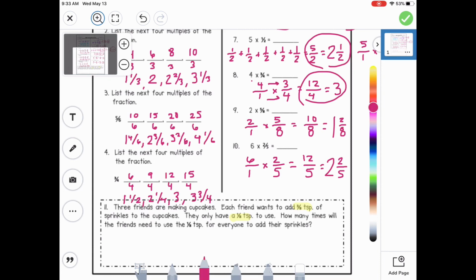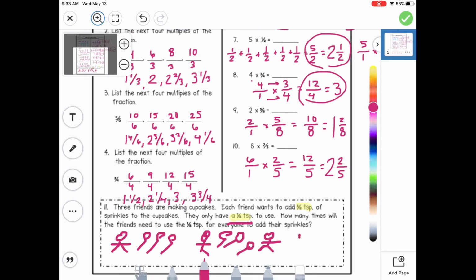So here we have 3 friends. Each of them wants to use 3/8 of a teaspoon of sprinkles. So the first friend is going to need to use the 1/8 teaspoon 3 times. So this is like a little measuring spoon 3 times. This one's going to need, and this one will need to use it 3 times. So in all, they will need to use the 1/8 teaspoon 9 times.